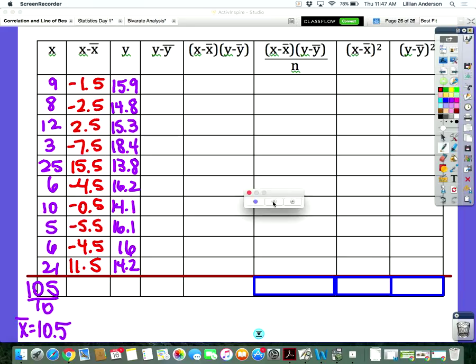So we're doing the exact same thing for our Y's. We're going to add up all the Y's, divide by 10, and then whatever the mean is, we're going to subtract it from our Y values. Can someone tell me what the sum is real quick? 154.8. 154.8? Yes.